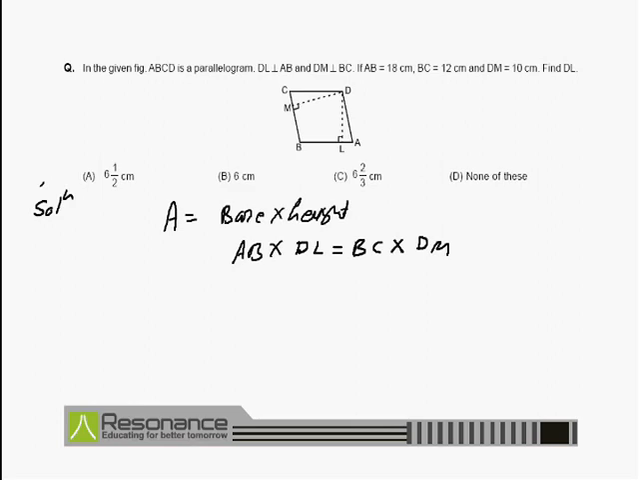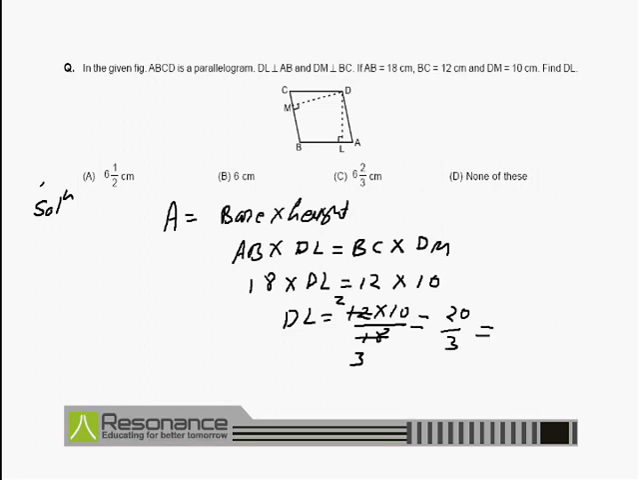So now putting the values, AB equals 18. DL we have to find out, is equal to BC, which is 12, and DM is 10. So DL is equal to 12 into 10 divided by 18. Now by cutting by 6, it is 2, it comes to be 3. So the answer is 20 divided by 3, which comes to be 6 2/3 centimeter. So according to that, option C is correct.